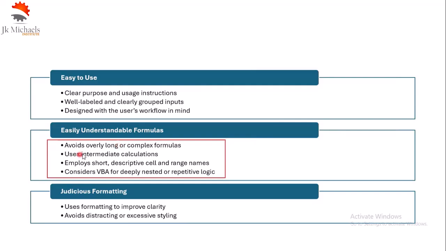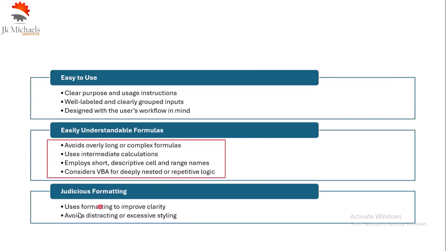use intermediate calculations so that it's easy. If there's something people need to understand before they understand this element of the model, make sure that you show it in an intermediate calculation. Use short descriptive cells and named ranges, right? And this can help, right? Creating a named range or describing in the cell, which is something I always do. And then use VBA, right, for deeply nested logic that's expected to repeat itself.